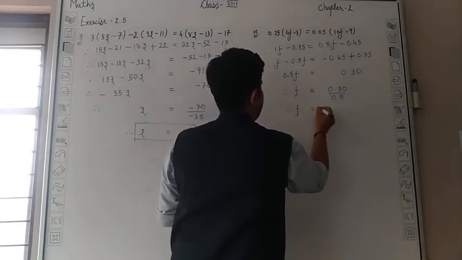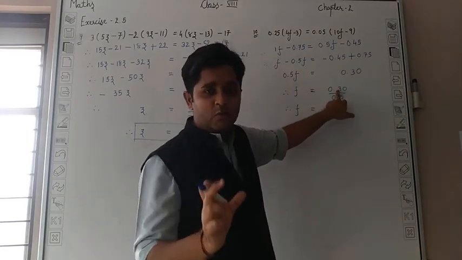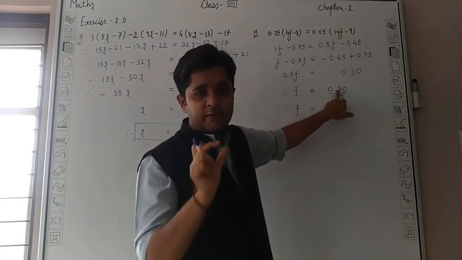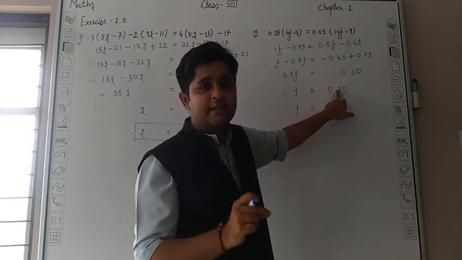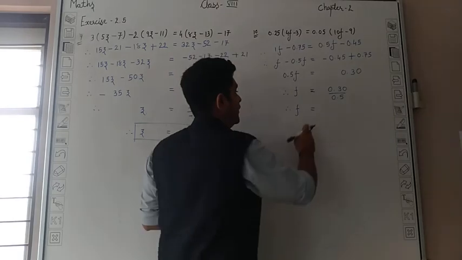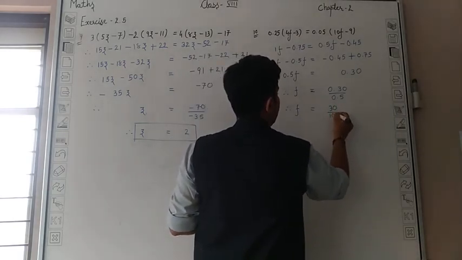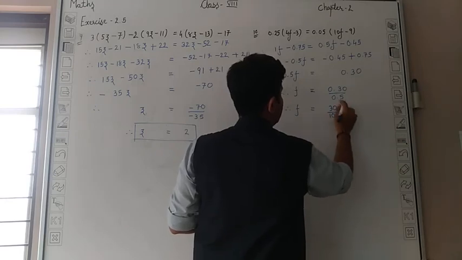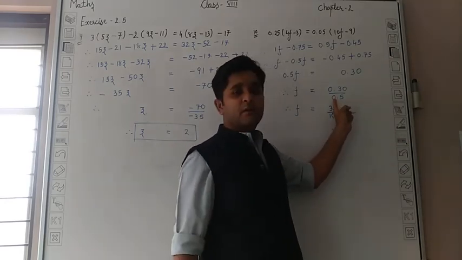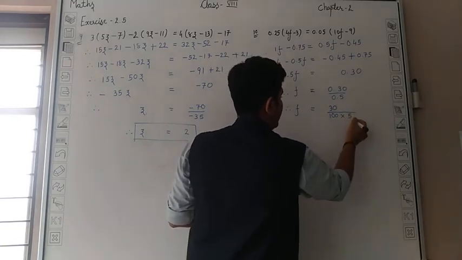Okay friends, so we can write like that. If you want to remove this decimal in the numerator, 0.30, after the decimal 2 digits are there, so divided by 100, so we can write 30 divided by 100. The same as 0.5: after the decimal, 1 digit is there, so we can write 5 upon 10.